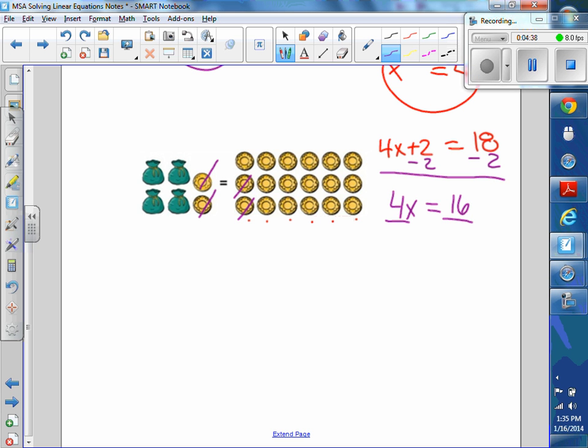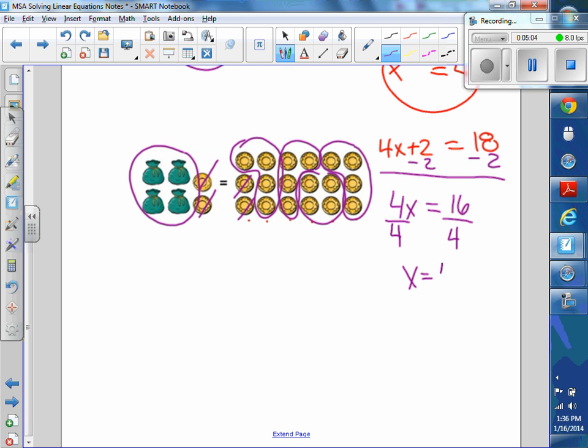And then there's 4 bags here, right? So I could divide this into 4 groups. It's a little bit of work to show it, but I could. Each group would have 4 little coins, right? It's true, they're not arranged the same, but there's still 4 groups there, right? Does that make sense? So X has to be 4 in each bag.